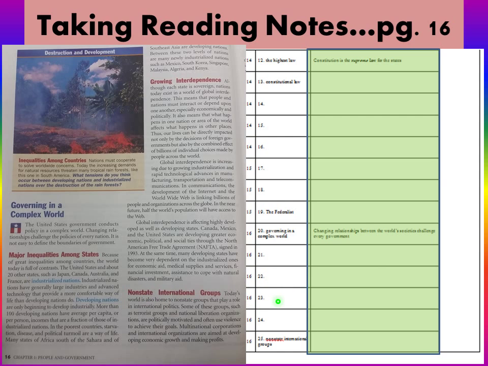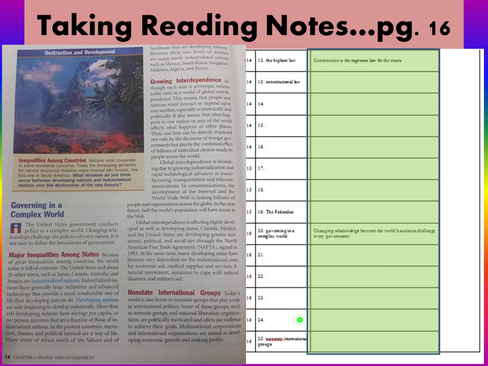And then number 23, developing nations. Developing nations are only beginning to develop industrially. More than 100 developing nations have average per capita incomes that are a fraction of those of industrialized nations. Poorest countries face starvation, disease, political turmoil. So for number 23, you could put they're just starting to develop. And they're poor, they're starving, they have disease, they have political turmoil. Okay.